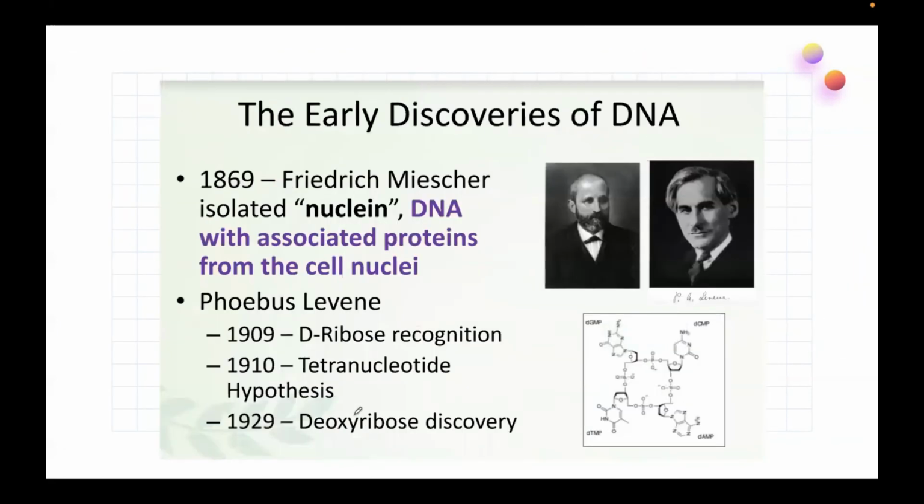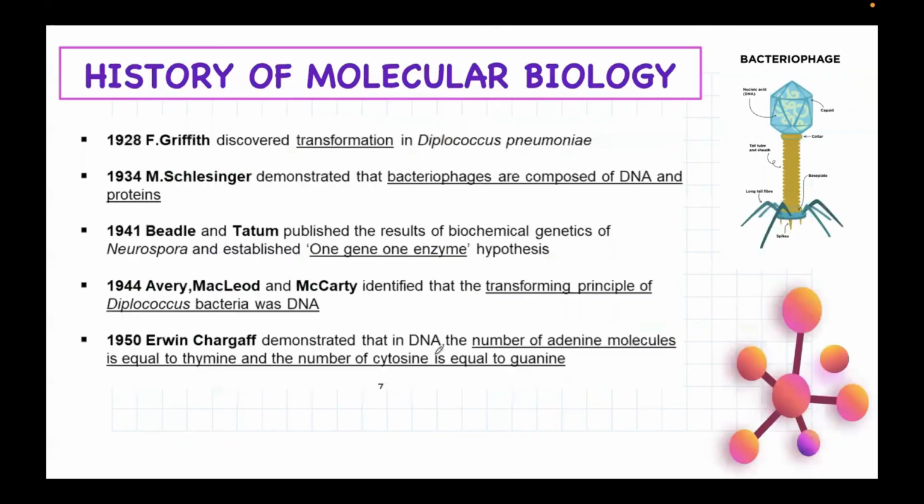Next, the early discoveries of DNA. Pakitandaan yung 1869, Friedrich Miescher, okay? He isolated the nuclein. It is the DNA with associated proteins from the cell nuclei. And then it was Phoebus Levene, from 1909, 1910, and 1929, who discovered this. Next, history pa din po ni molecular biology.